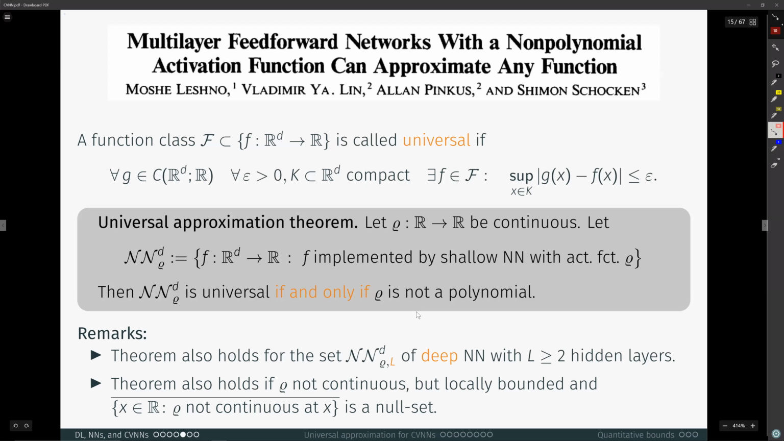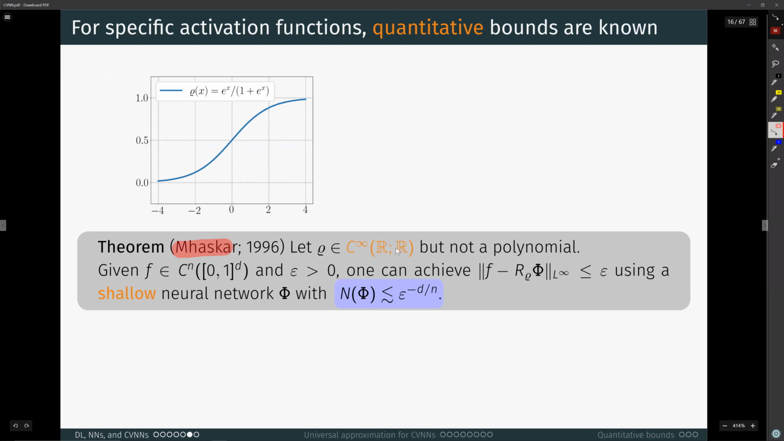And also in the real valued setting, there are more quantitative results. So for example, Mhaskar proved that if you have a smooth activation function, but which is not a polynomial, for example this classical sigmoidal function, and if you want to approximate C^n functions in input dimension d, then you can achieve uniform approximation error up to epsilon using a shallow network with this smooth activation function, which has only epsilon to the minus d over n neurons. So this means if the dimension is very large, you run into the curse of dimensionality, but this is unavoidable in general. But if the smoothness is very good, then you won't need as many neurons.